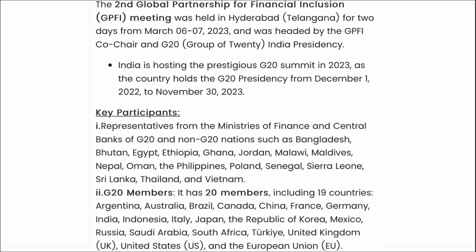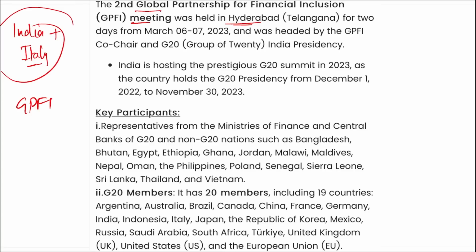One more thing you can remember here, friends. During this second meeting of the Global Partnership for Financial Inclusion that was held in Hyderabad, India and Italy were declared as the new long-term co-chairs of the GPFI, with unanimous support from the membership. The new co-chairs have been chosen for a 3-year long term and it will commence in 2024. All right.